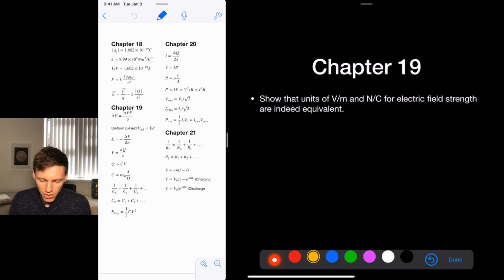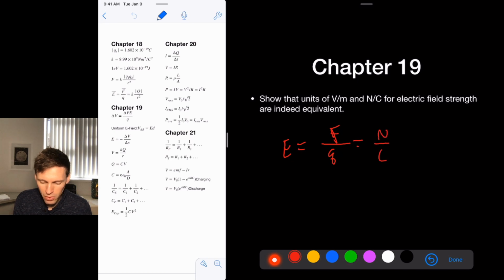Okay, so in chapter 19, show that the units of volt per meter and newtons per coulomb are indeed equivalent. So you have electric field is equal to force over Q, so that is newtons per coulomb, and then the electric field strength, so a newton is a kilogram meter per second squared divided by coulomb, and then a volt is the same thing.